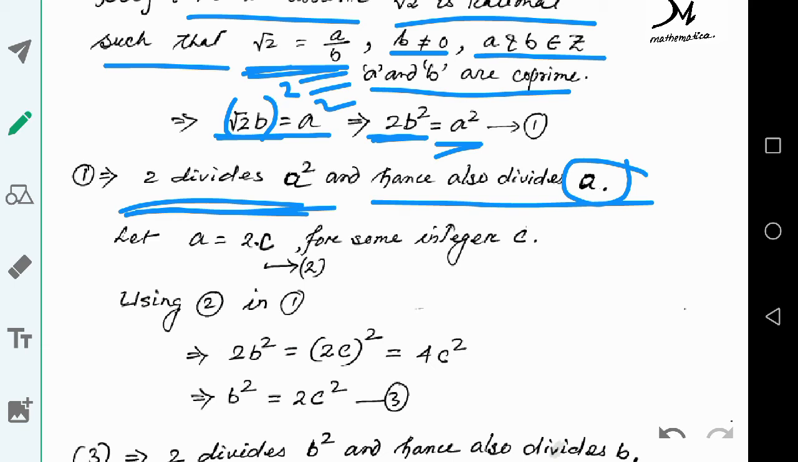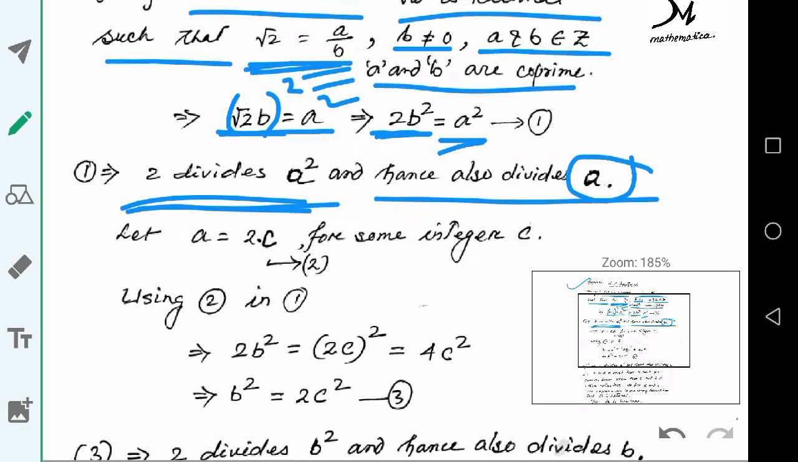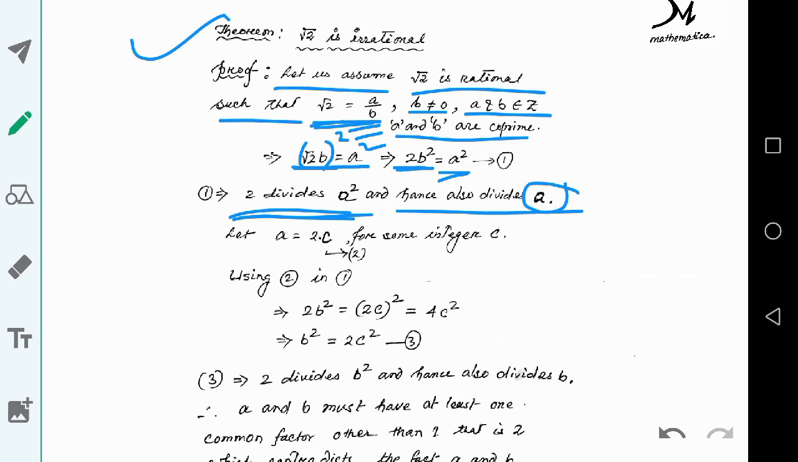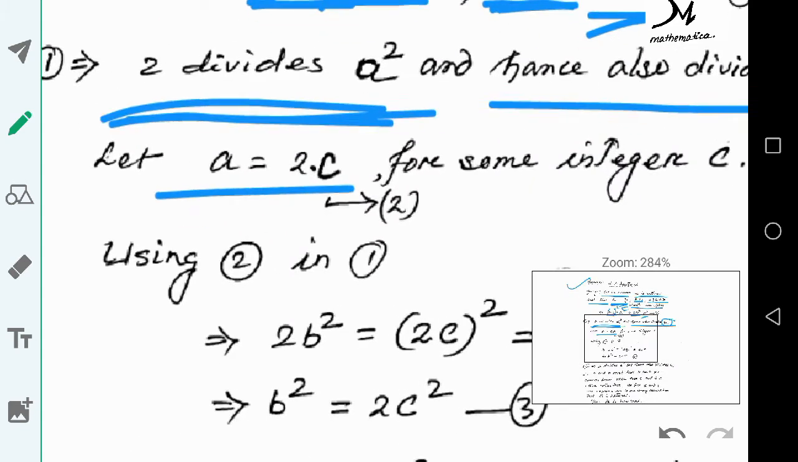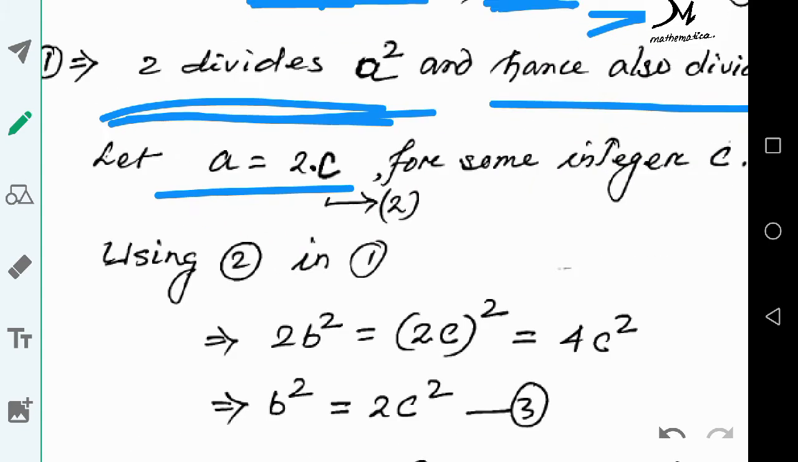If 2 is a factor of a, then there must be some integer which, when multiplied by 2, must give a. So that means a must be equal to 2 into something. We have considered that number to be c. Because 2 divides a, there must be some number by which 2 should be multiplied to get a. So we have considered that number is c, for some integer c. C is any integer, suppose, and this is equation number 2.